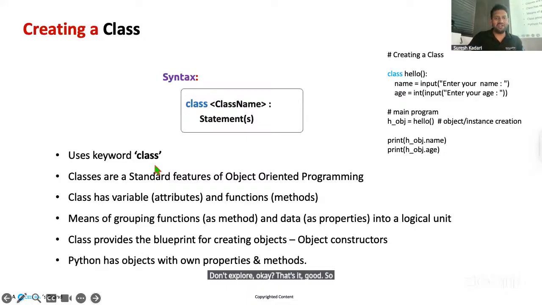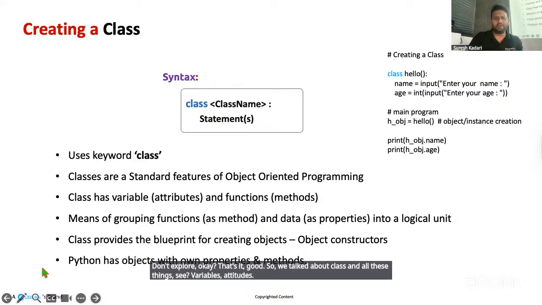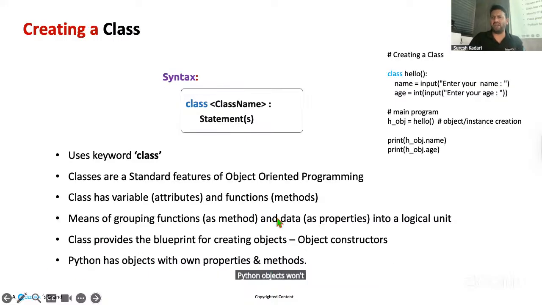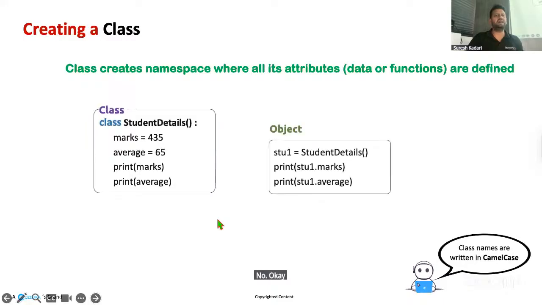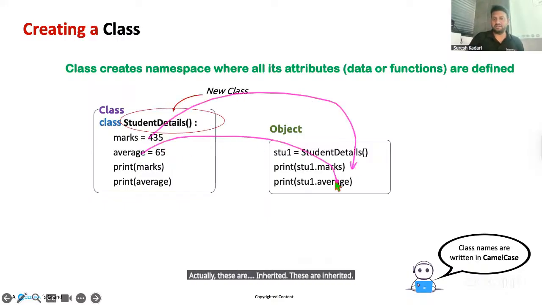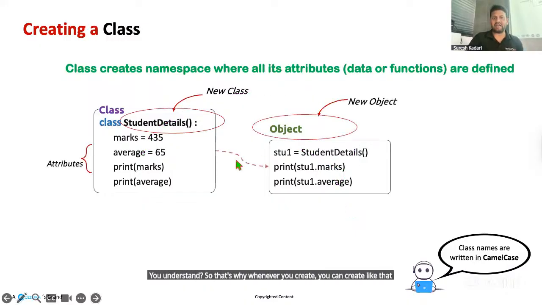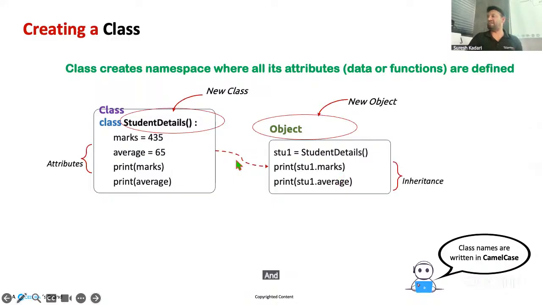Good. So we talked about class and all these things: variables, attributes, functions, blueprint, Python objects, own properties and methods. Do I need to repeat them? No. Okay. So here I am creating a class which has student details, marks, average, print. And here I am creating an object. And now I'm asking, hey student, what are your marks? Actually, these are inherited. So whenever you create an object, you can use them like that. These are the attributes and new object inheritance.